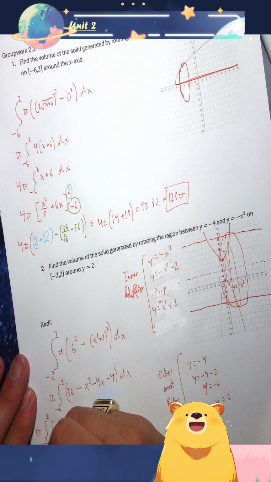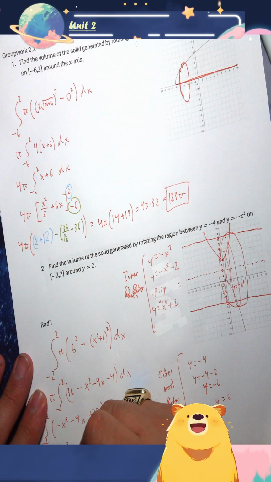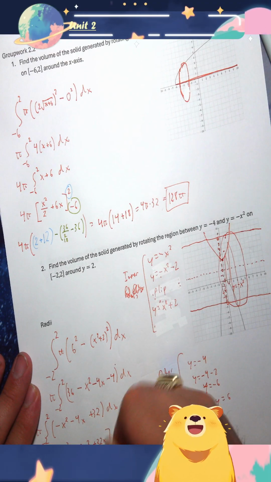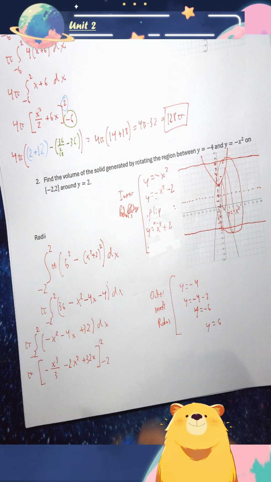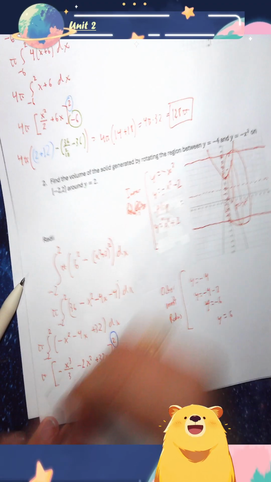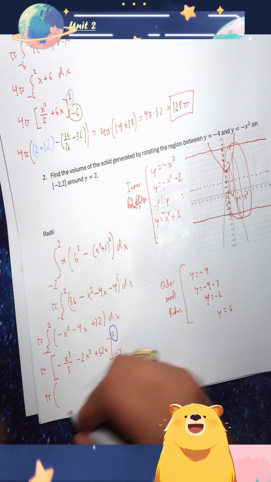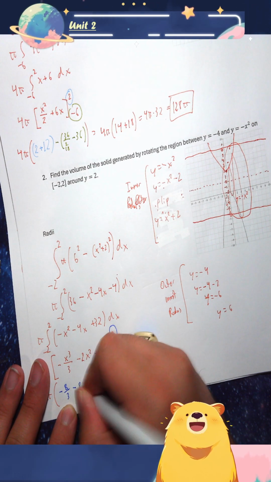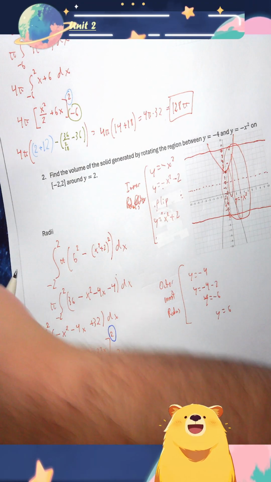And then I'll write the whole box. Negative x to the power of 3 over 3, negative 2x squared, and then plus 32x from 2 and -2. Okay. For 2, it's going to be -8 over 3 minus 8, and then plus 64.